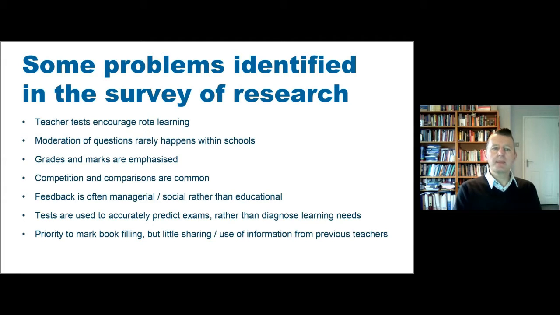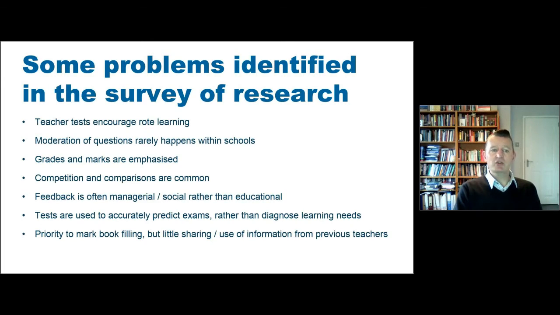So there are some problems identified in Black and Williams' survey of research into assessment practice before they promoted assessment for learning. They said that teacher tests encourage rote learning, just sheer remembering the facts and reproducing them in exam conditions or in everyday test conditions. That within school, teachers rarely moderated questions, and so therefore exam papers tended to be relatively unreliable as measures of what children really knew.